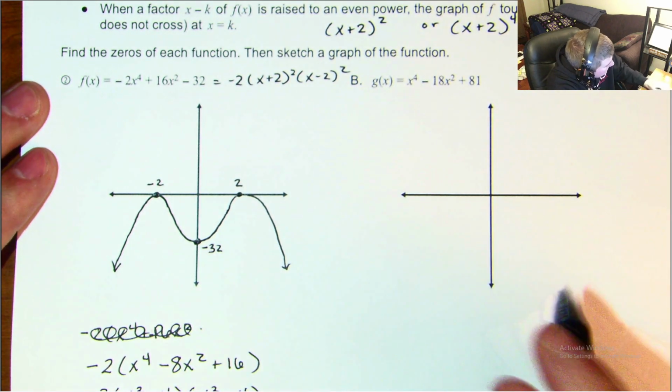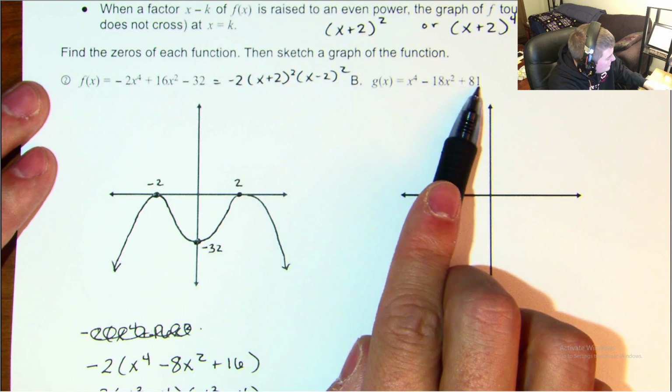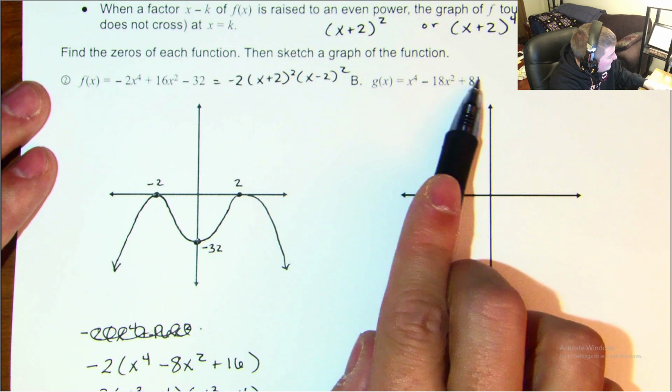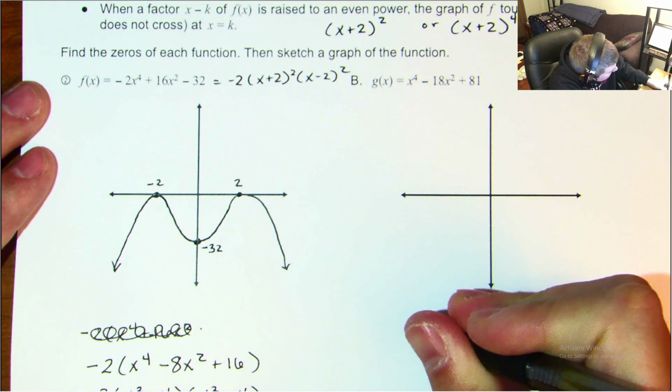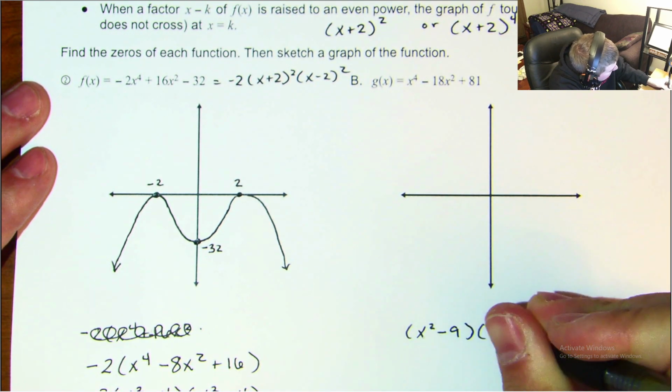Okay, there's no greatest common factor. So I can just go ahead and identify that there's 3 terms. My a value is 1. So I'm just looking for numbers that multiply to 81 and add to negative 18. Okay, that is going to be negative 9 and negative 9.